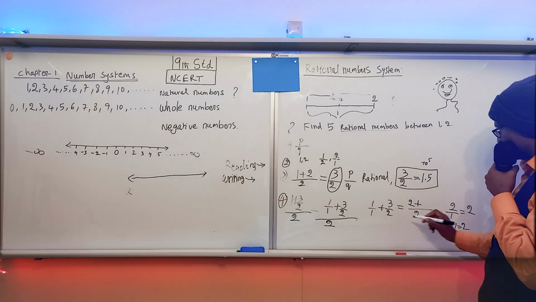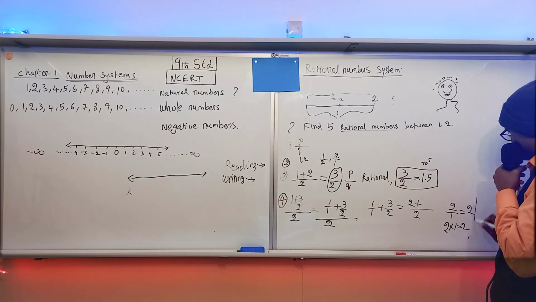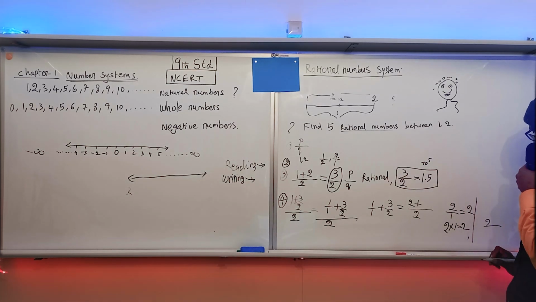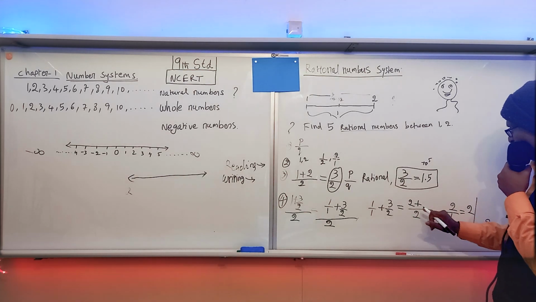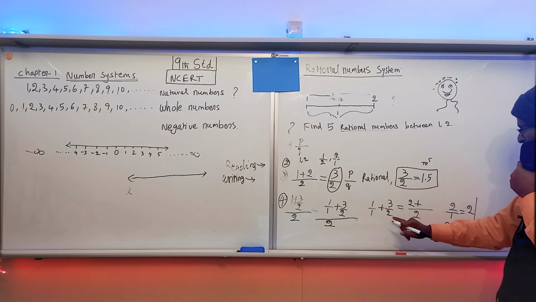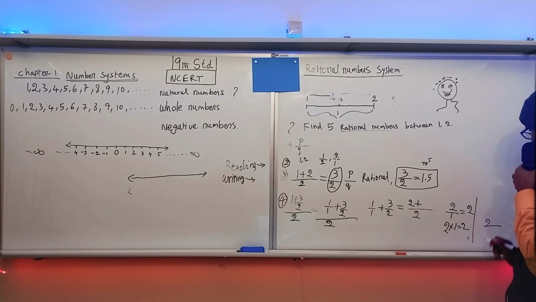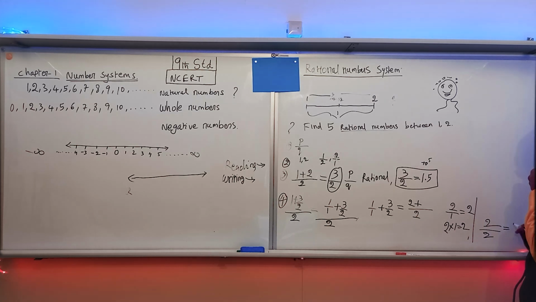And what next? Now again we take the denominator here, which is important, 2. Then find out how many times the denominator of this is in here. So that's also 2. So 2 by 2 gives you 1.